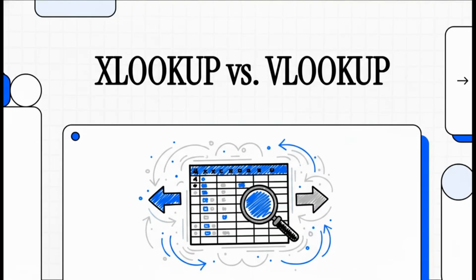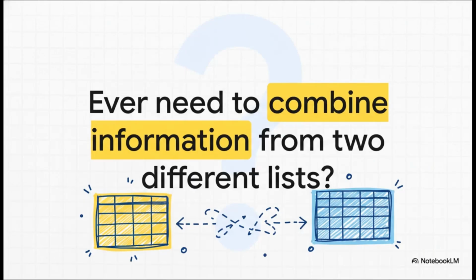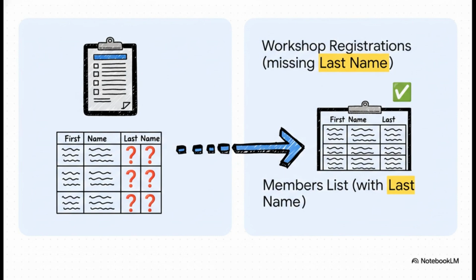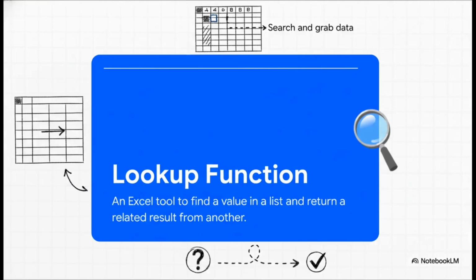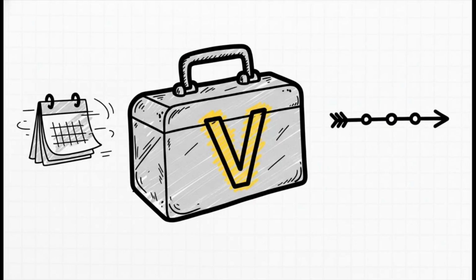Here we go. Okay, let's talk about a classic Excel problem. Trying to combine two different lists of information. You know the drill, right? You've got some info here, and the rest of what you need is over there. Like trying to match a member's last name from one sheet to their workshop sign-up on another. To do this, you need what's called a lookup function. It searches for a match, then grabs the data for you.